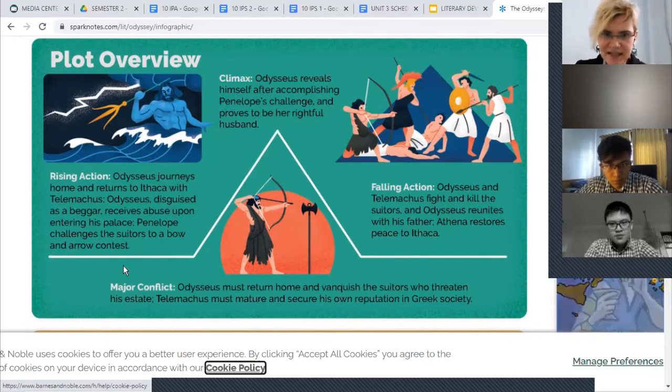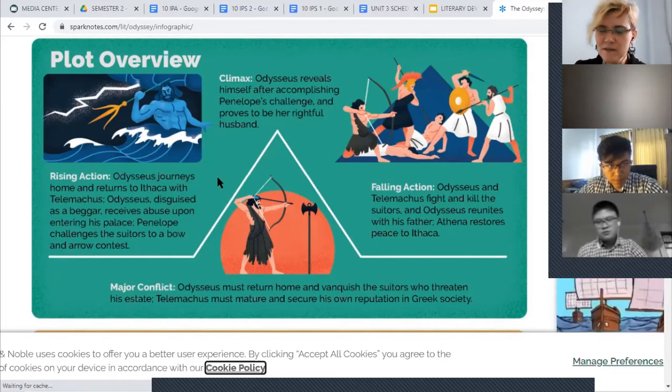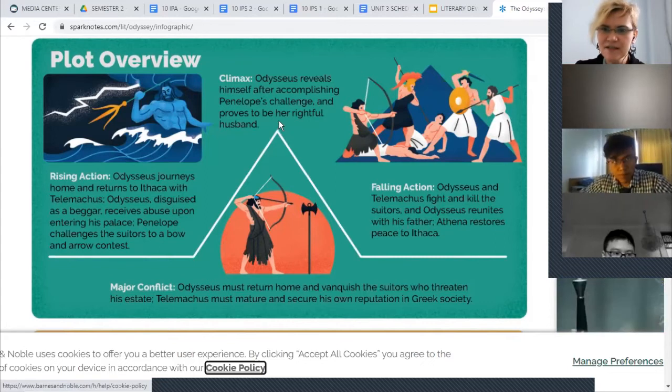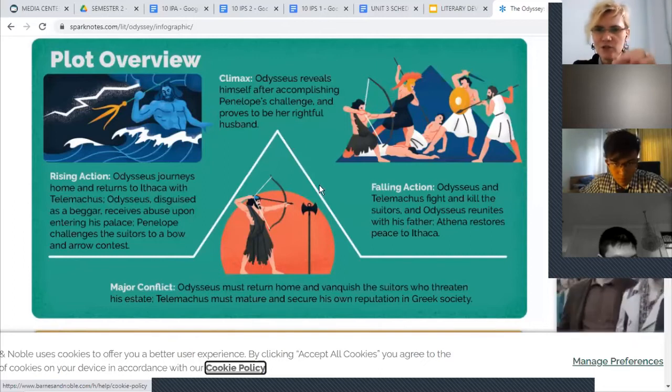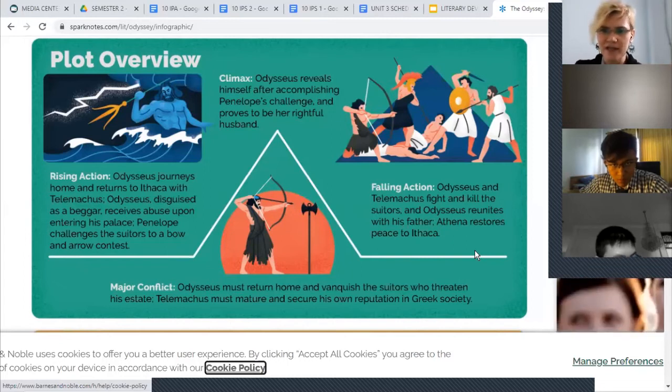So the setting, and then you have the rising action. In the rising action, it starts here with the conflict, which is revealed, and then you get the suspense, which builds up to the peak, which is the climax. And then you have the falling action, in which you go towards the resolution, and then this is the ending. That's how it goes in every story.